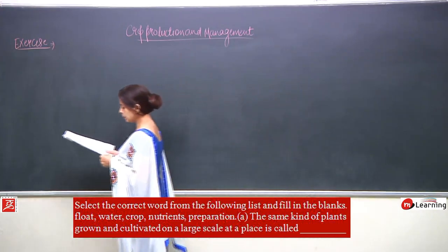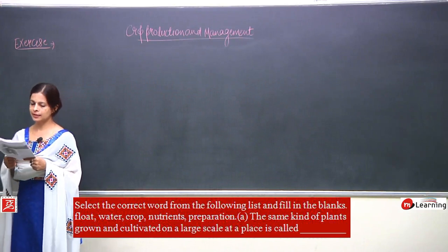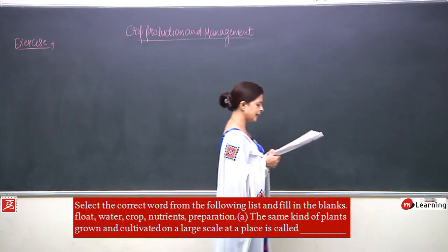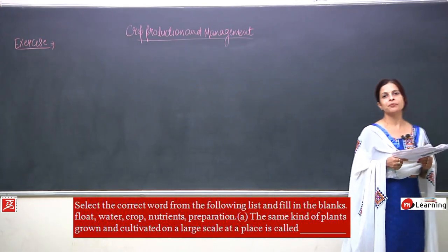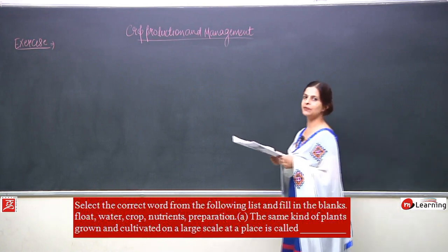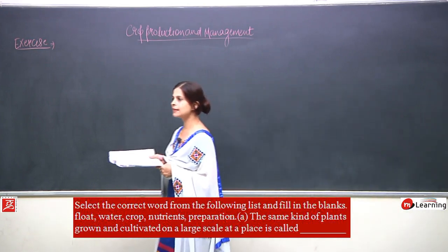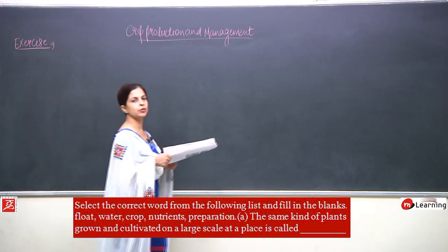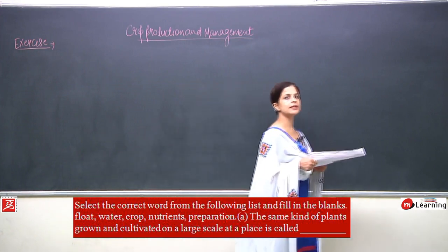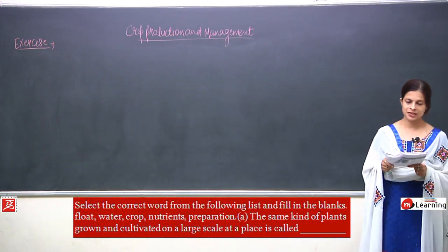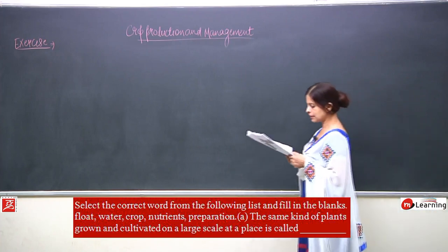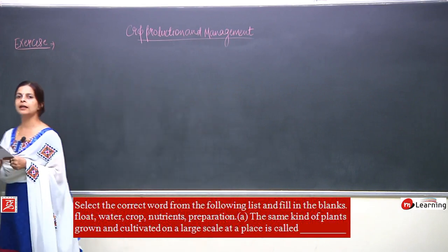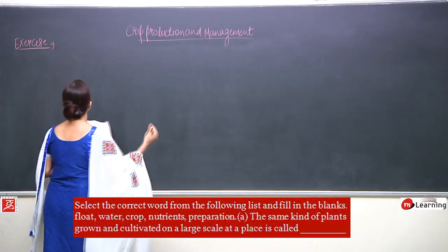Okay, now the same kind of plants grown and cultivated on a large scale at a place is called. See, as soon as I started discussing the keywords, I told you if you are thorough with the keywords, it will become really easy for you to go through all the fill in the blanks and to write the answers. Yes, just see, we have discussed the crop. So the same kind of plants grown and cultivated on a large scale at a place is called as what? Crop.